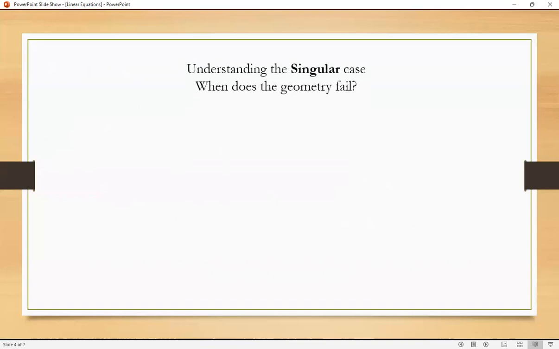So now we come to the next part of our session, which is understanding the singular case. That is, when does the geometry fail? Most of you would already know that all sets of linear equations won't have a unique solution. They may have infinitely many solutions, or they may have no solution at all. That is why there is some point where the geometry of vectors also fails, which is what we are going to tackle now. We'll start with an example.